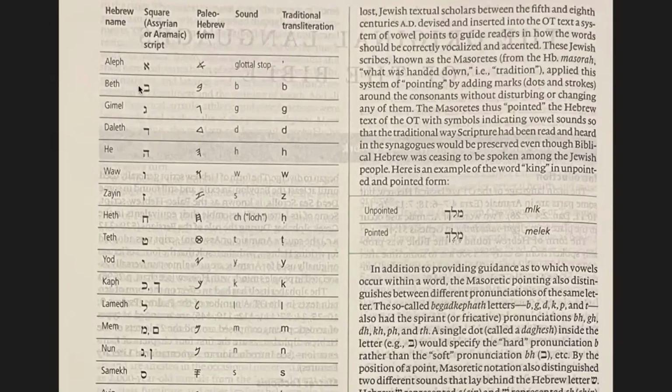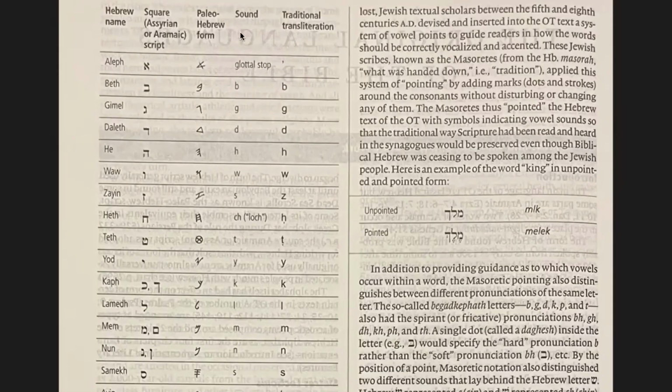Then in the next column, there's the square Assyrian or Aramaic script, which is the newer script. So you have the Aleph, and it has what it looks like in the Assyrian script. So this is the later script. There's the Paleo-Hebrew form, which is the older one, and how that looks.